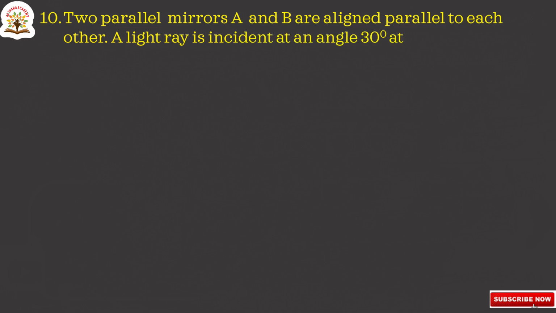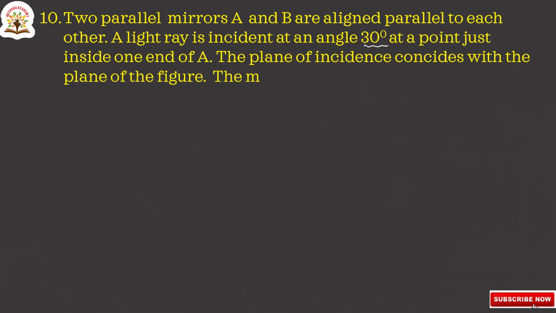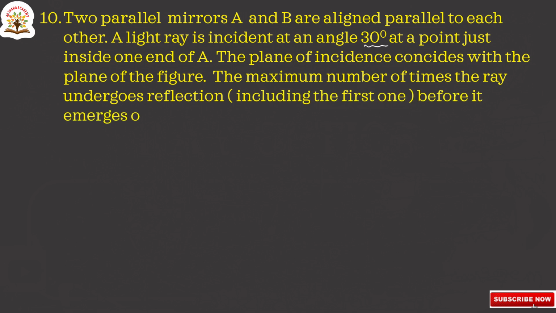In this question, two plane mirrors A and B are aligned parallel to each other. A light ray is incident at an angle 30 degrees at a point just inside one end of A. The plane of incidence coincides with the plane of the figure. The maximum number of times the ray undergoes reflection, including the first one, before it emerges out, is asked.